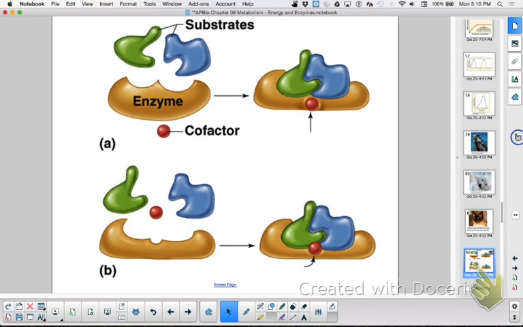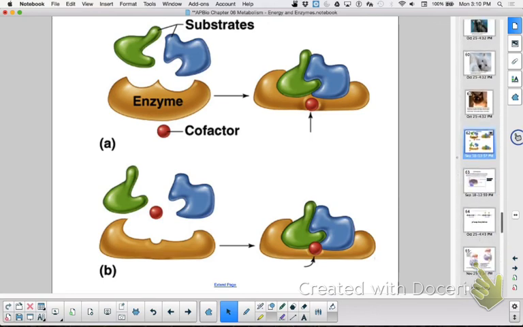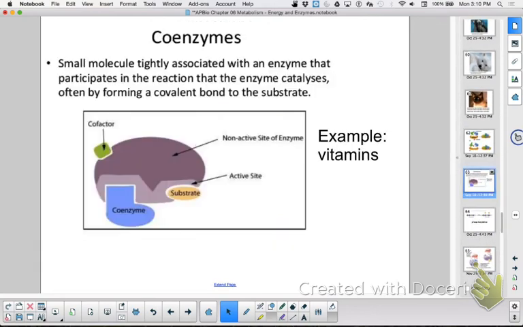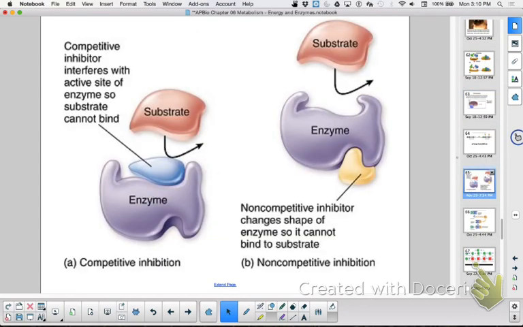Okay, let me get this last bit out to you. We talked about, oh, there's a coenzyme for you. Your inhibitors, okay? If you're a competitive inhibitor, you're competing with the enzyme for the what? Active site. If you're a non-competitive inhibitor, you bind somewhere else, but it affects the active site.